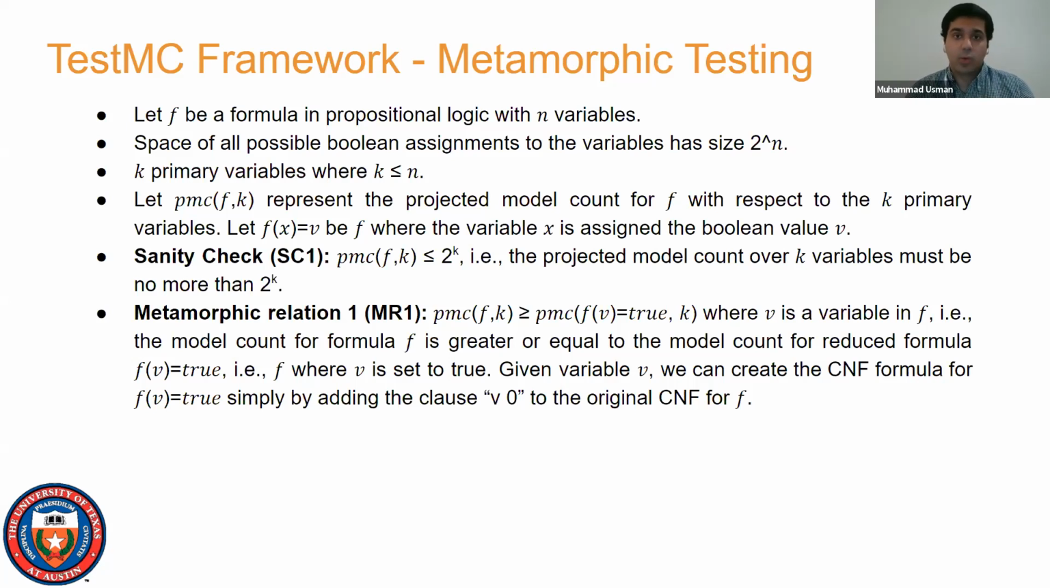It can be the case that all the original solutions already enforce the same rule where variable V was held true. In that case, the count should remain the same. So that's why we have this greater than or equal to sign: the original formula should have a count greater than or equal to the new formula.